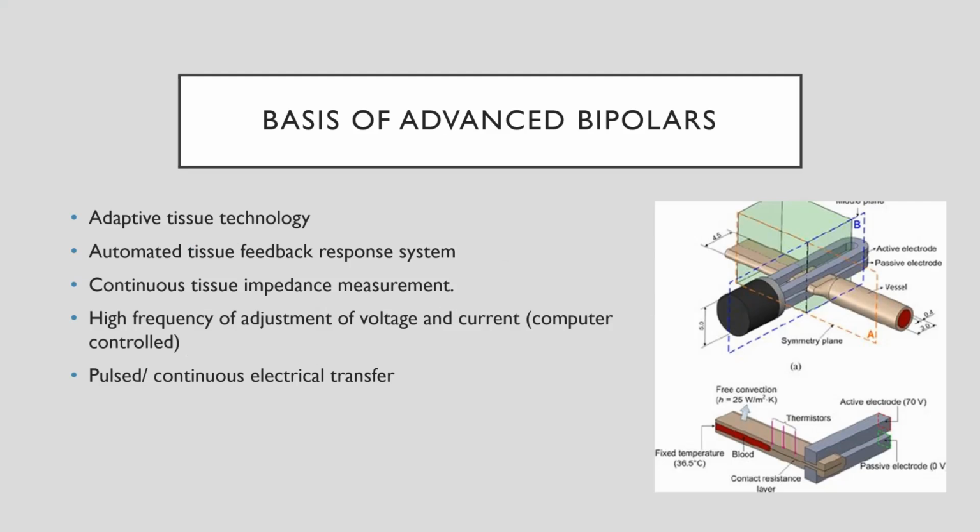What does that mean? That is, there is a computerized program in the generator and the processor which senses and measures the impedance constantly, continuously, and readjusts the voltage and current according to the impedance. And the same impedance measurement will tell you whether the vessel has completely sealed or not when the current transfer has ended. Now, the delivery of the electrical transfer can be pulsed or continuous, but the main feature of advanced bipolar is this computer controlled high frequency adjustment of voltage and current.